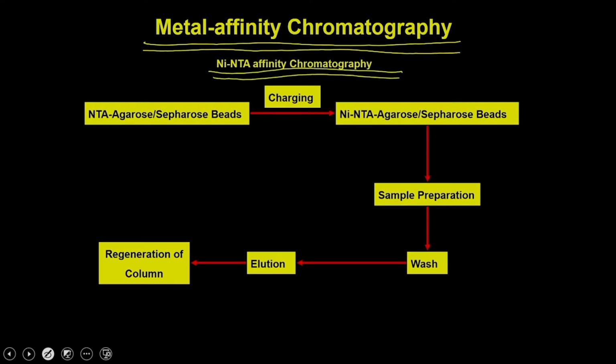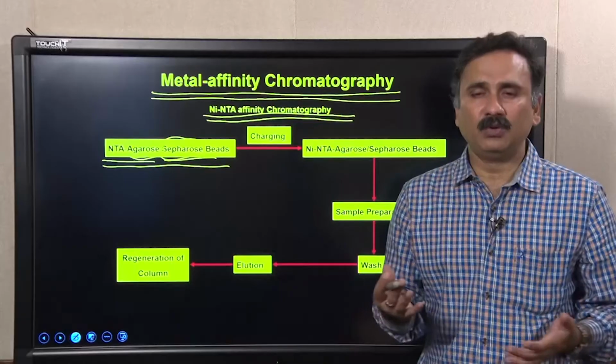So what you have is two different columns. One is called the nickel NTA agarose column, and the other one is called the nickel NTA sepharose beads. When you buy this affinity chromatography from the vendors, you may have two versions. One is the agarose beads, the other one is the sepharose beads. Irrespective of this, these beads are not going to have the nickel or the transition metals bound to the matrix.